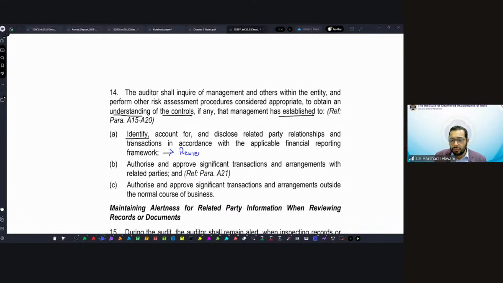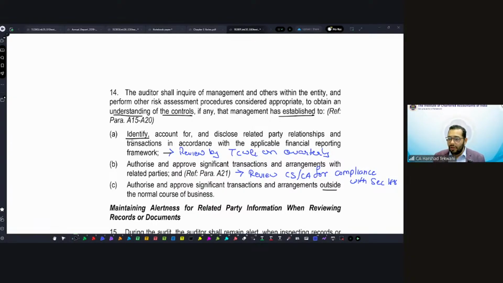review by those charged with governance on a quarterly basis, authorize and approve significant related party transactions, for example, review by the company secretary or similar, like a chartered accountant, for compliance with Section 188, authorize and approve transactions outside the normal course.